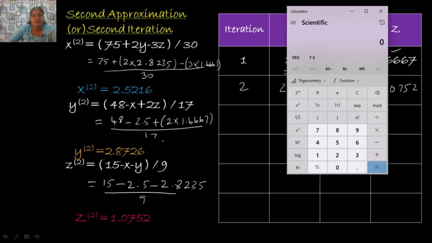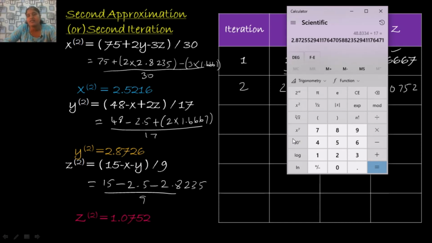Next for y, 48 minus 2.5 plus, within parentheses, 2 times 1.667, close the parenthesis, which equals 48.8334, and you divide this by 17, you get 2.87255, etc.